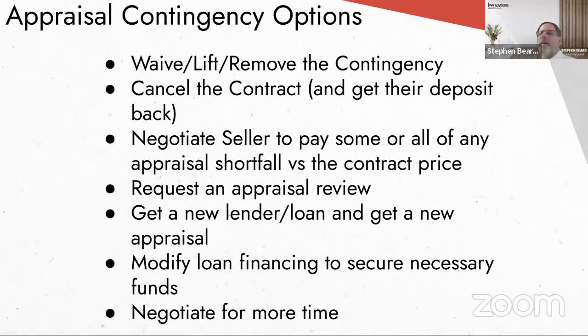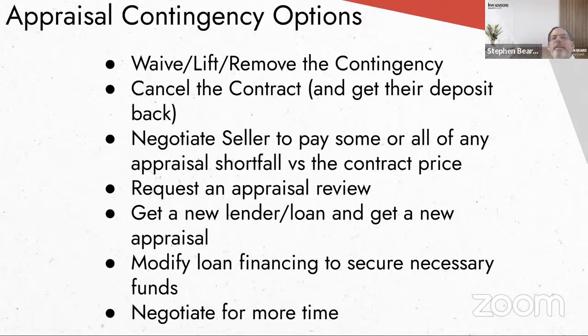Okay, so what are our choices? We have a lot more choices with this one. Certainly we can say, like in Darwin's case, you lifted the contingency. Your buyer lifted their appraisal contingency because it appraised. That happens. That's great. The property was worth, what's the sale price? The property appraised at 720, and it appraised at 720. So that's great. That's an option.